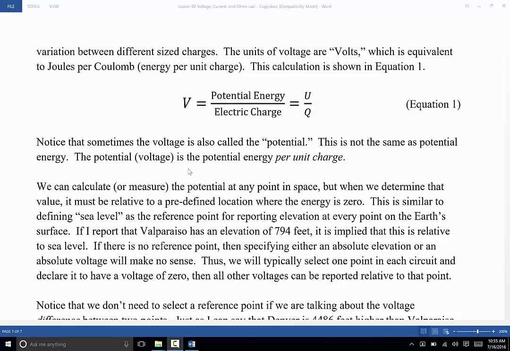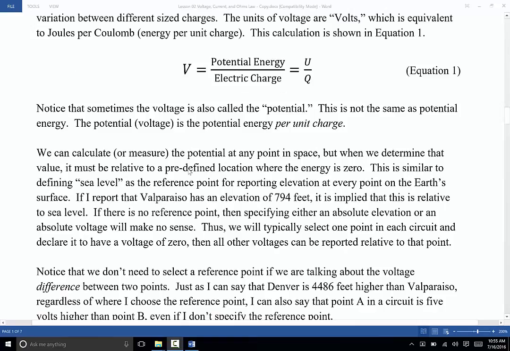Now, there are two last things I want to tell you about voltage before we wrap up this lesson. First of all, if you're going to measure a potential energy at any point in the circuit, it needs to be relative to a reference point. In the same way that if we wanted to know the elevation of Valparaiso, we have to have a reference point. Now, elevations are taken relative to sea level. That's the reference point for elevation.